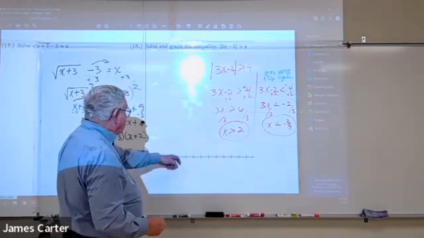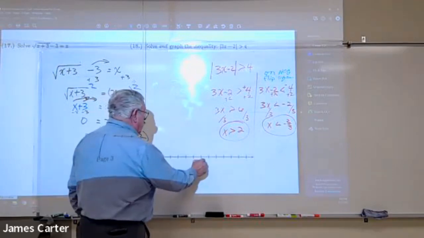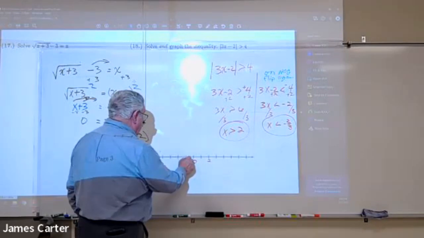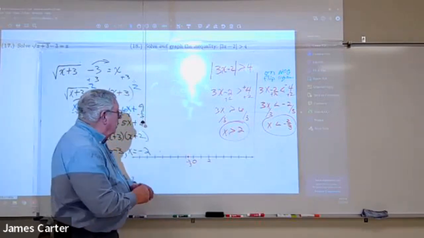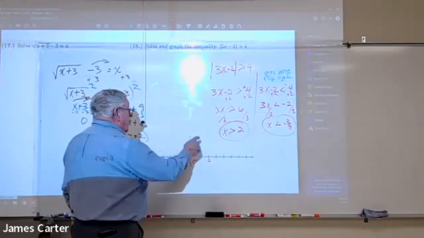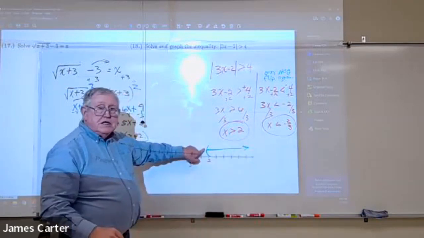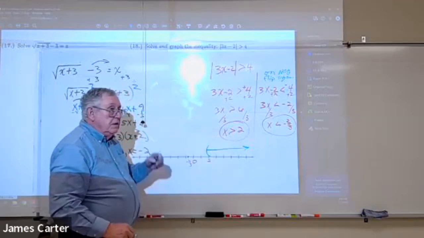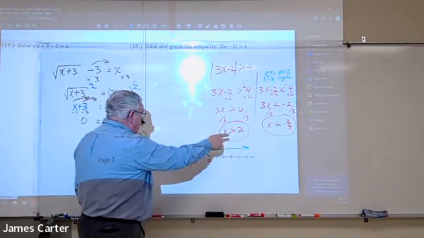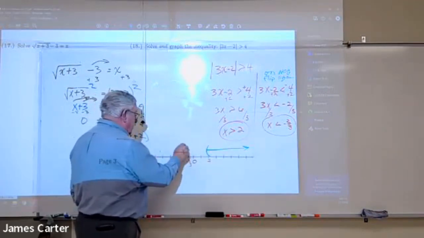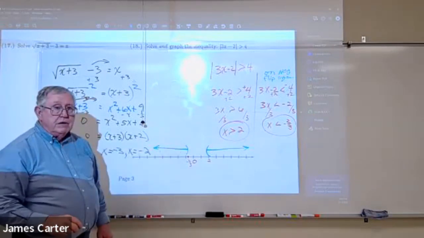Okay, now they want us to graph this one. I'm going to arbitrarily call that 0. Okay, so here is 2. And right here is -2/3. Now let's see what these are saying. x is bigger than 2, so it's everything this way. Use a parenthesis because there's no equals. This one says x is less than this, so it's everything this way. Now there's the graph.